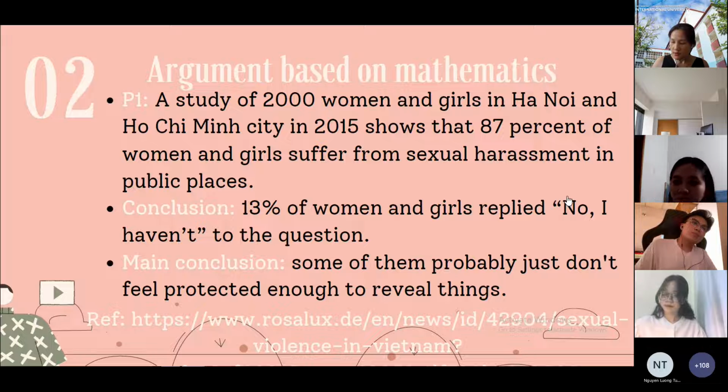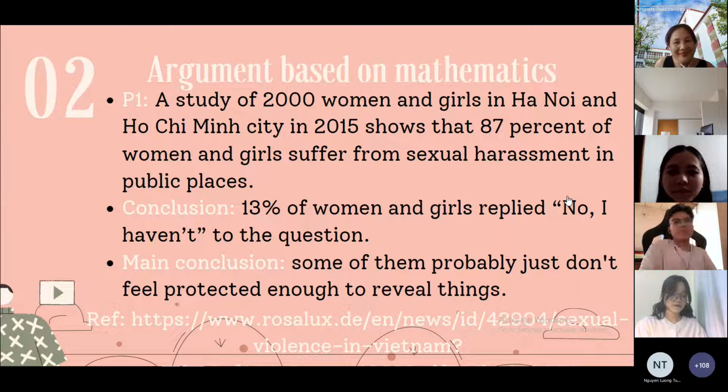I still have a question on inductive generalization. I don't think two examples are enough to make a conclusion. Okay, you mean the premise does not support the conclusion?